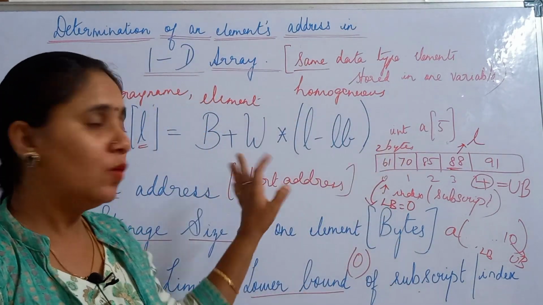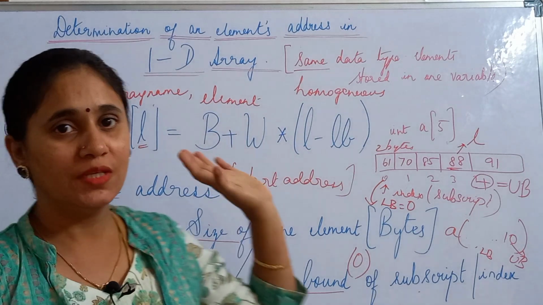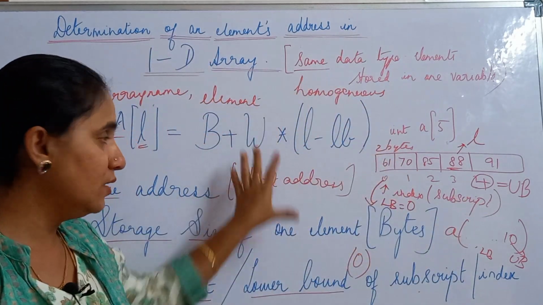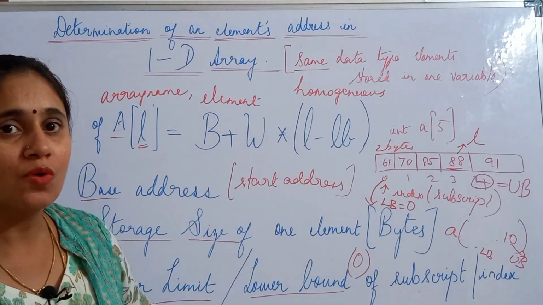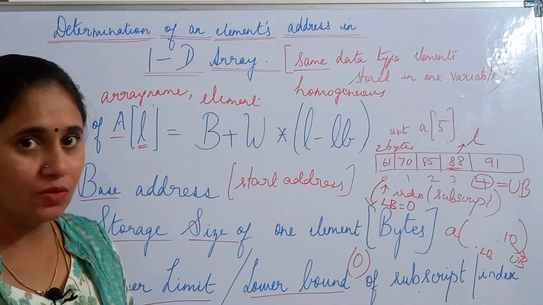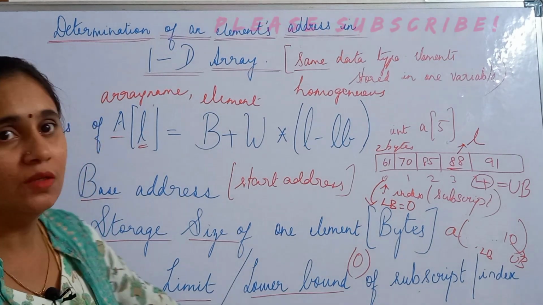Can you understand this formula? What is the meaning of all the variables that we are using? By using this we are going to solve the problem.